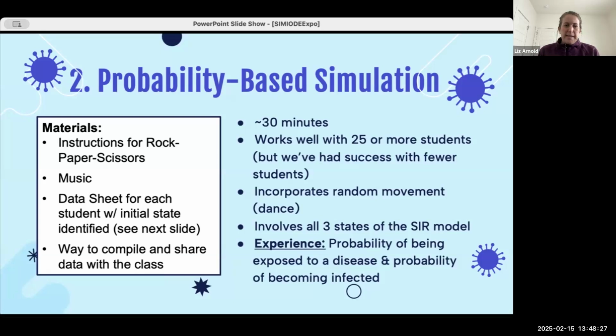So for this simulation, your students need to know how to play rock, paper, scissors. It's fun to bring some music, and we have a data sheet, which I'll show you. And then you need, as an instructor, a way to compile all of their individual data to share with the class.